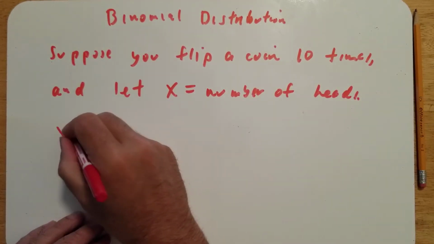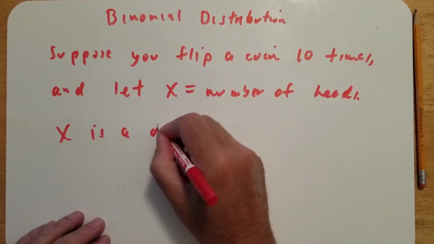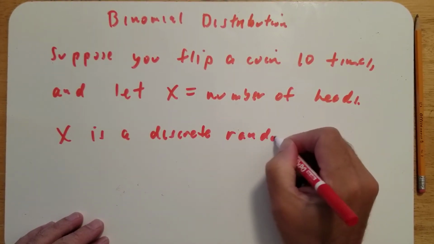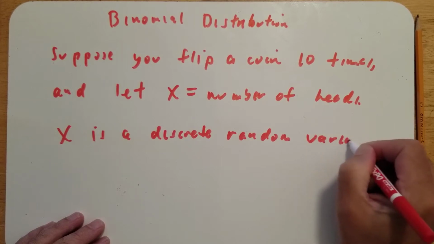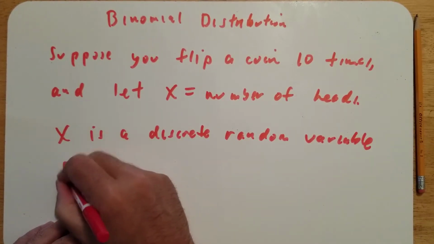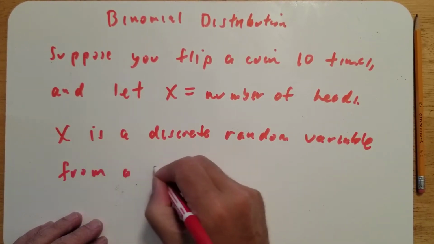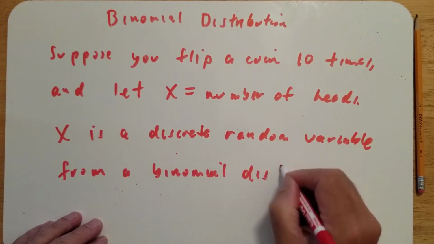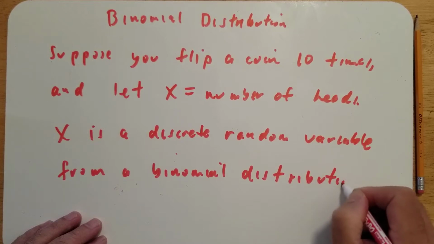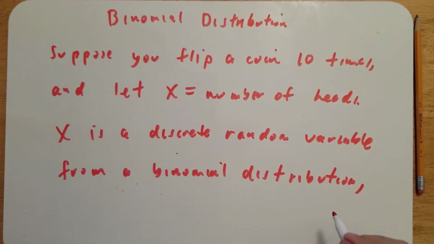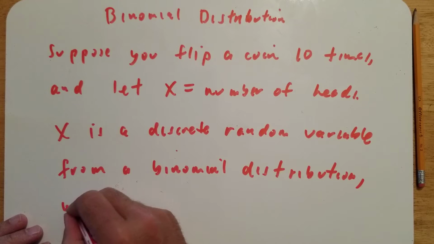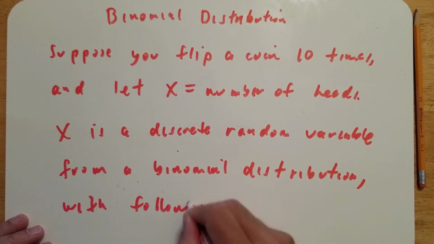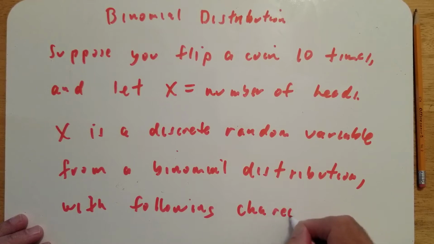Well, then x is a discrete random variable from a binomial distribution, and it has the following characteristics.